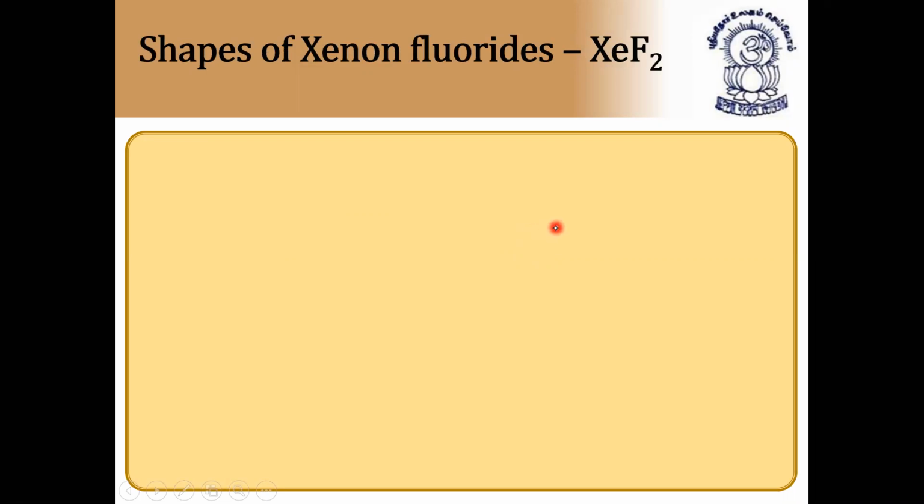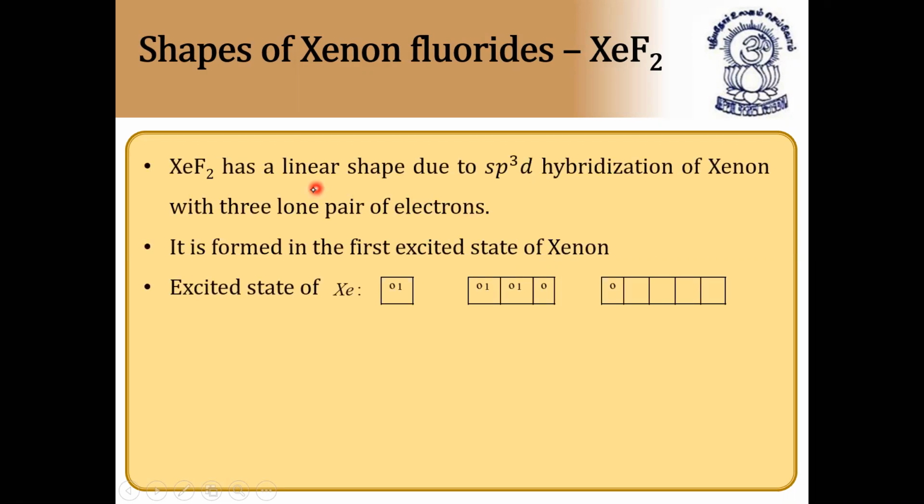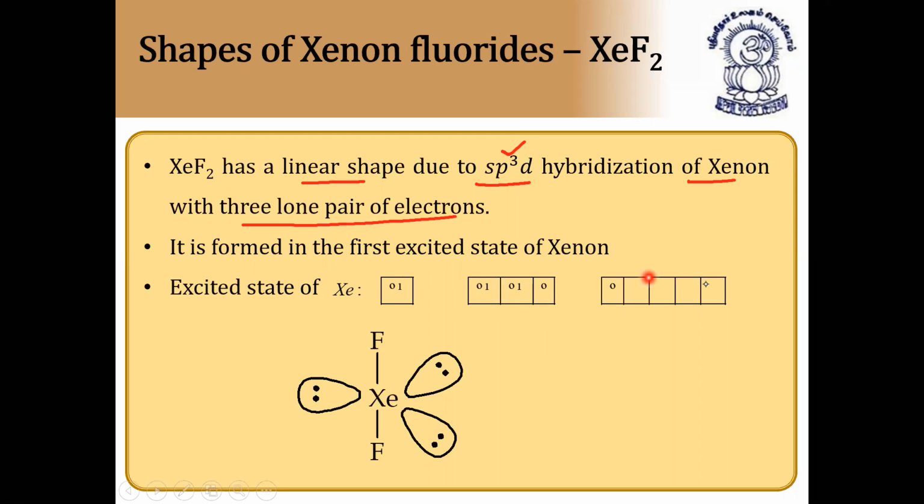Next, shapes of xenon difluoride, very, very important as I told you. Xenon difluoride has linear shape, due to sp3d hybridization of xenon with three lone pairs of electrons. Even though it is undergoing hybridization, due to the presence of lone pairs of electrons it takes a linear shape. So it is formed in the first excited state of xenon. So no need to take all these things. Simply, straight away we can say xenon difluoride.